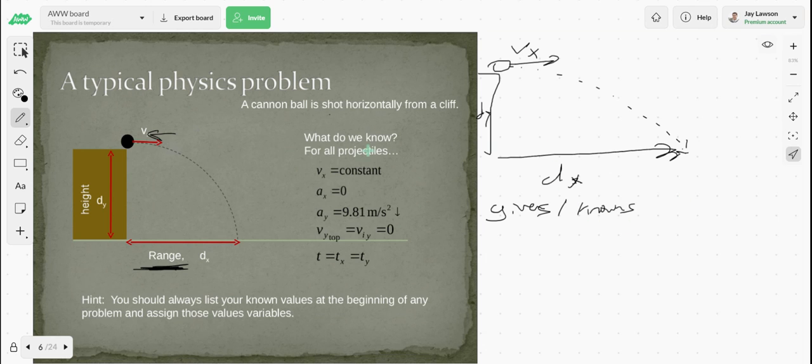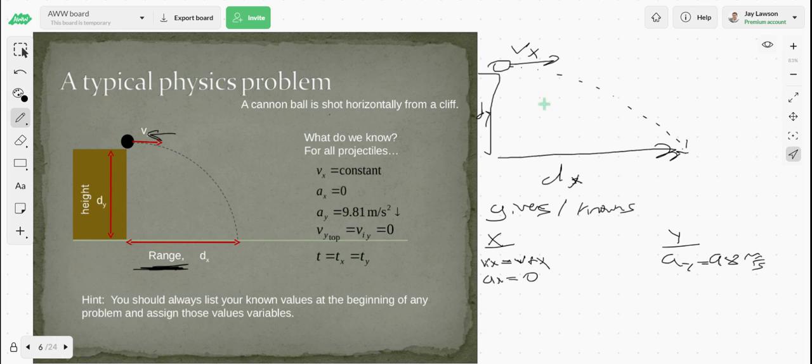Now, this problem hasn't given me values yet. It hasn't given me quantities, but what do I know? I know that the velocity in the x direction is going to be constant. So Vix is going to equal Vfx. The initial velocity in the x direction is equal to the final velocity in the x direction. I know the acceleration in the horizontal x direction is going to be 0. I know a of y is equal to 9.8 meters per second squared.